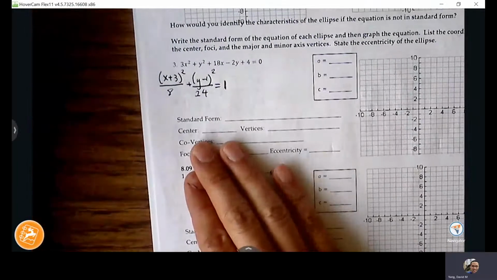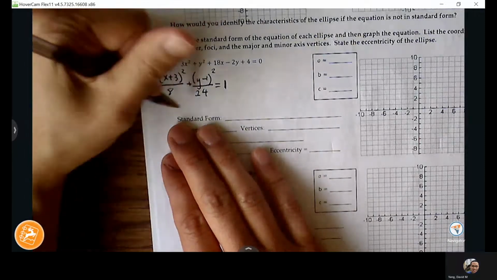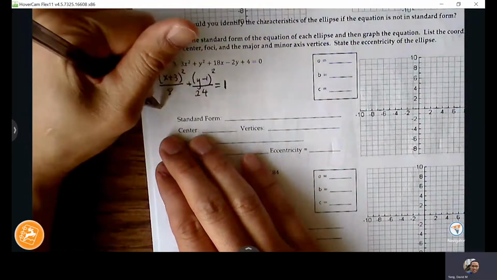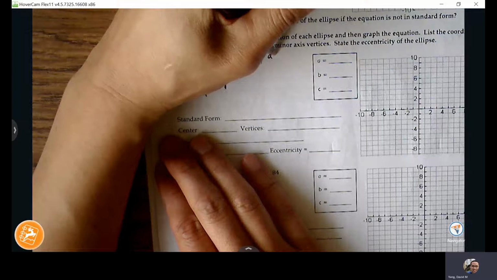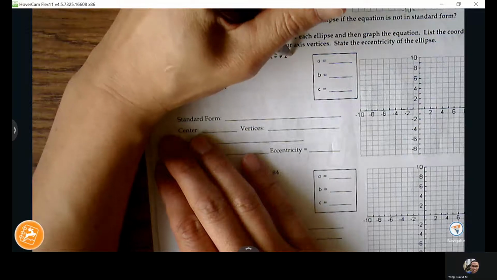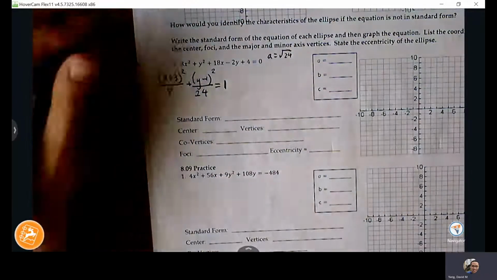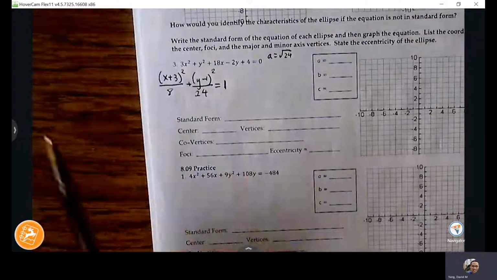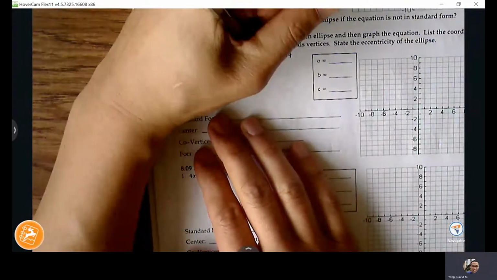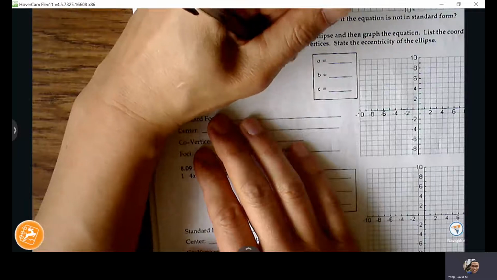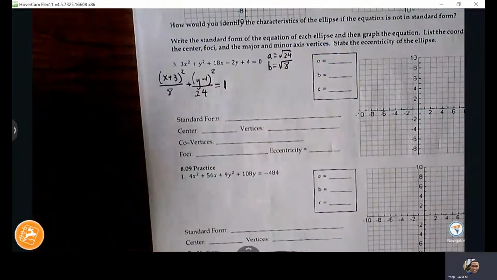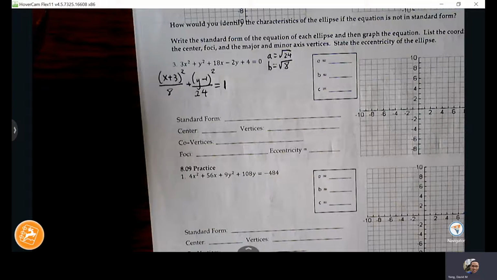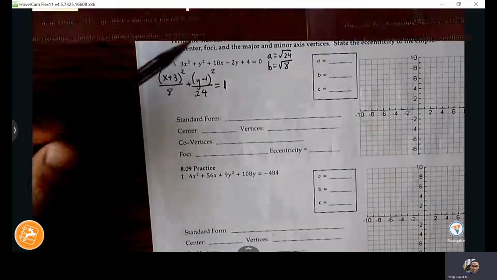All right. What's the A value? A is square root of 24. We know that square root of 24 is close to root 25, so that's a little bit less than 5. Okay, our B value is square root of 8. You know square root of 9 is 3, so square root of 8 is going to be a little bit less than 3, like 2.9.